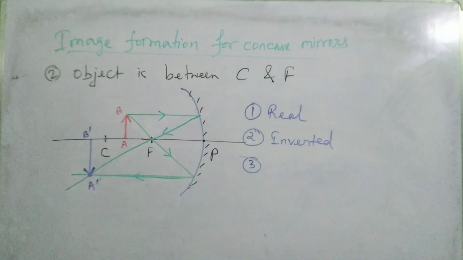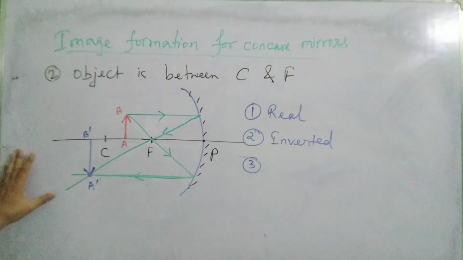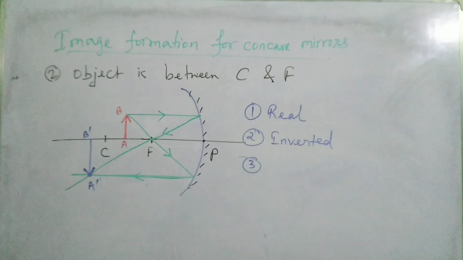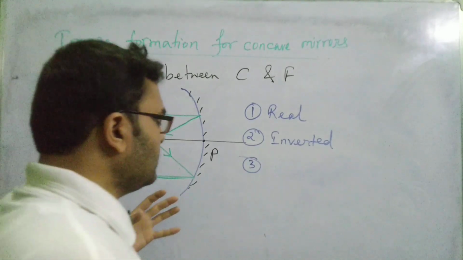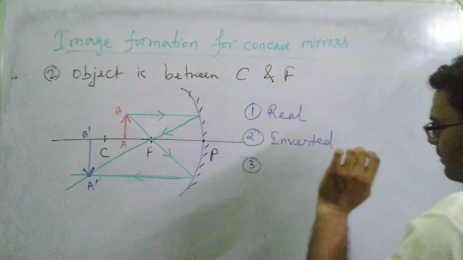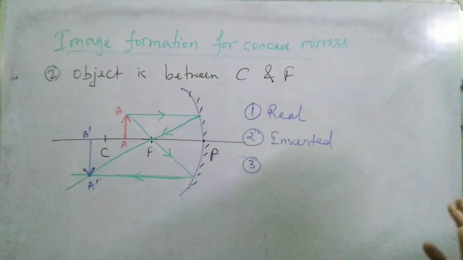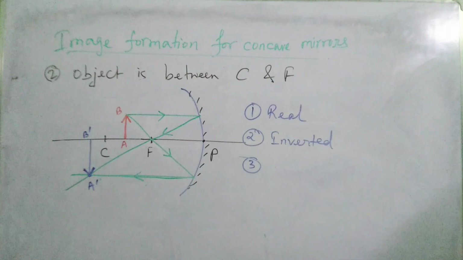So this heading is for the second figure, the figure that is present on the board at this time. Here, if I consider the nature of the image, the image is obviously real, because two reflected rays actually meet at a point to form the image, and the image is obviously inverted, as you can see in the figure.